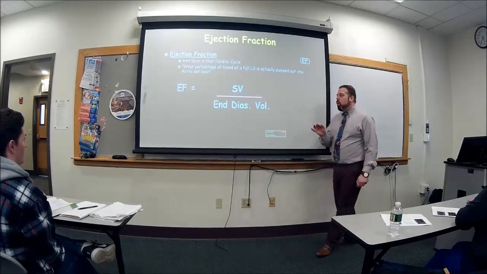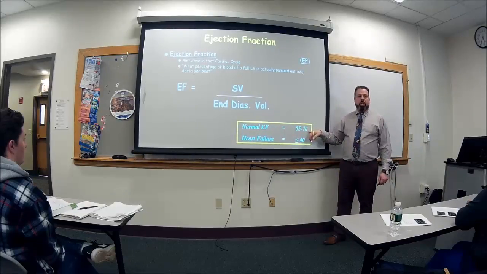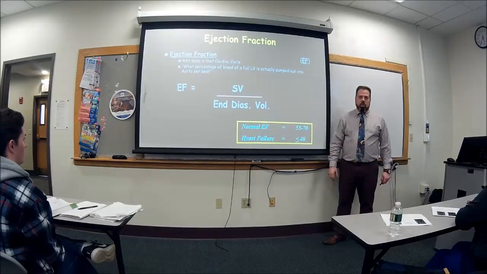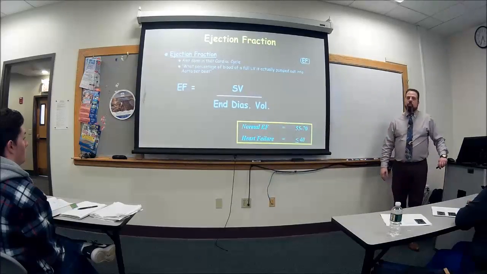Now, these numbers are important. A normal ejection fraction is anywhere from 55 to 70%. If you have less than or equal to 40%, that's the definition of heart failure.